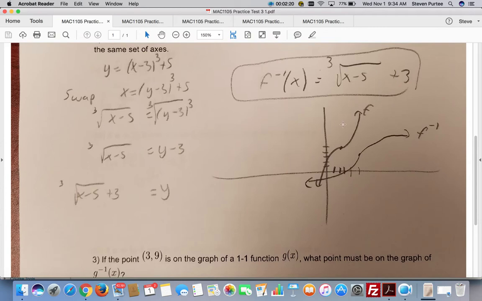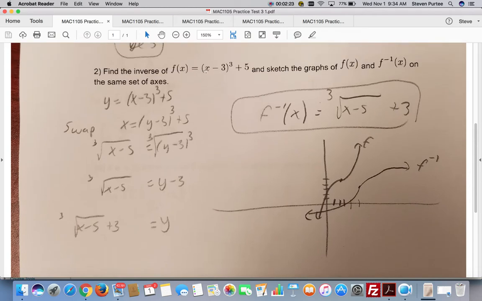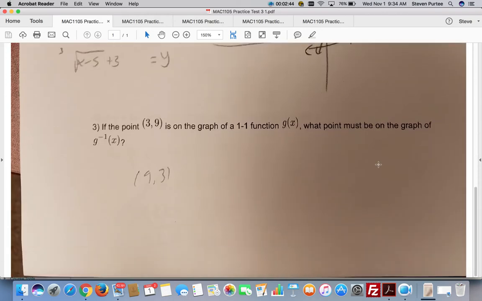And then we graph both. This is just graph transformations. F is just x cubed, move 3 to the right, up 5. F inverse is just the cube root, moved over 5 to the right, up 3. So here's f inverse. Okay, if the point (3, 9) is on the graph of one function, then the point (9, 3) will be on the graph of its inverse. All functions and inverses do is reverse all of our x's and y's.